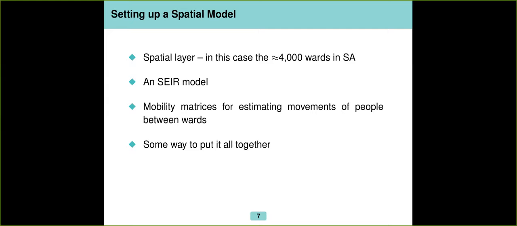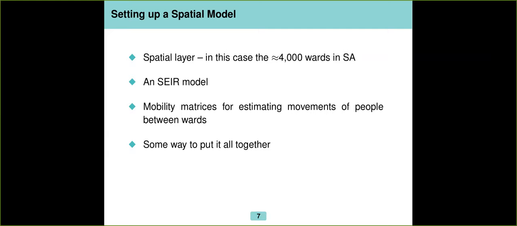We need a spatial layer. In this case, we decided to use the approximately 4,000 wards in South Africa. There are many choices you can make. You can use province, you can use municipality, you can use a voting district or enumerator area. There are costs and benefits to all of those. Ward, we think, gave us a nice balance between granularity and a reasonable computational load.